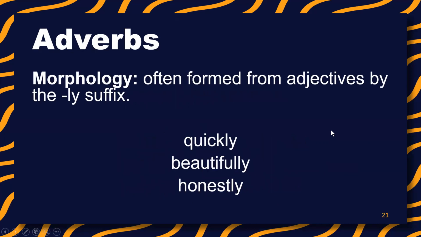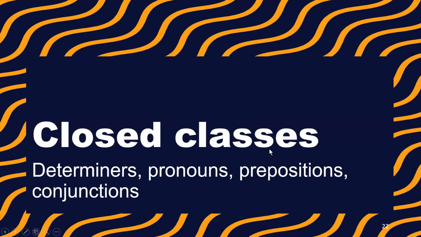So in terms of morphology, adverbs are often formed from adjectives with the use of the -ly suffix, like quickly, beautifully, honestly, as I have shown you in the previous slide under adjectives. Adjectives can be changed into adverbs if we add -ly. Of course, you make sure as well that when you add -ly, that word exists and it qualifies as an adverb. It's not automatic that adding -ly makes it an adverb. You also have to see if that word exists and it qualifies as an adverb.